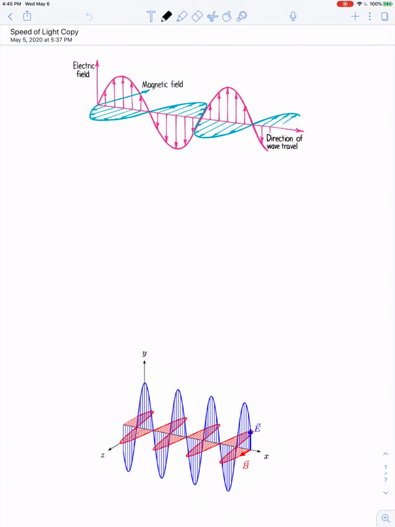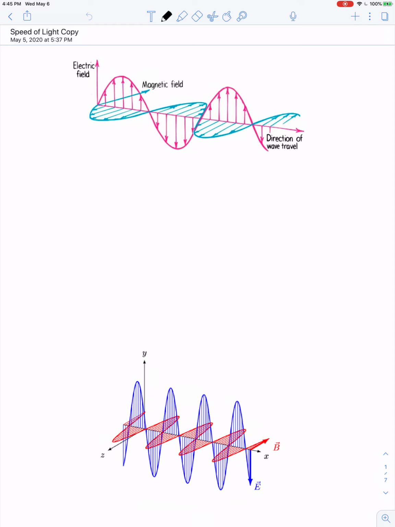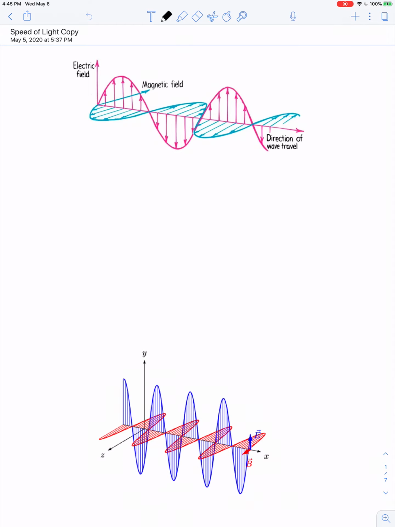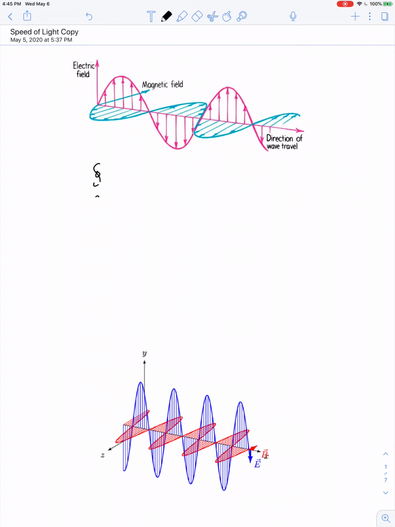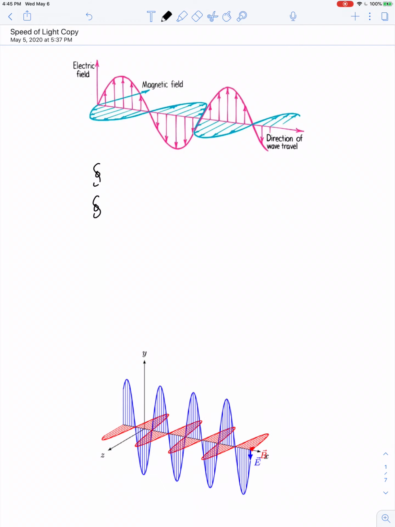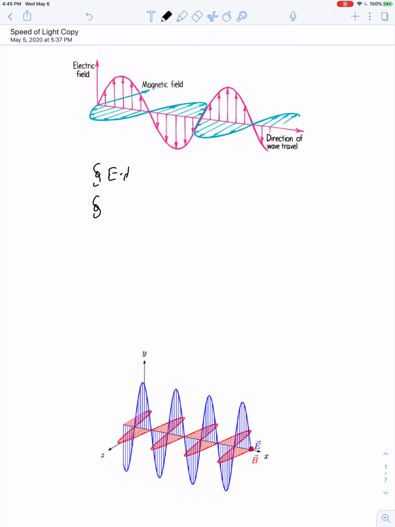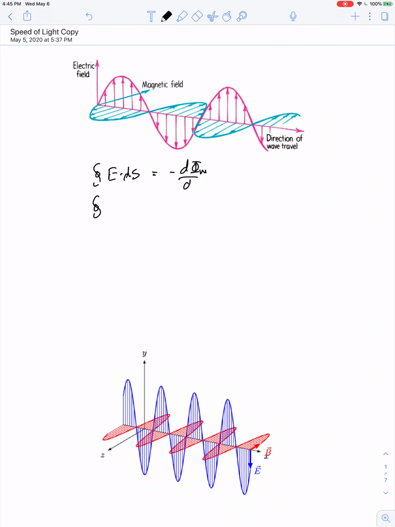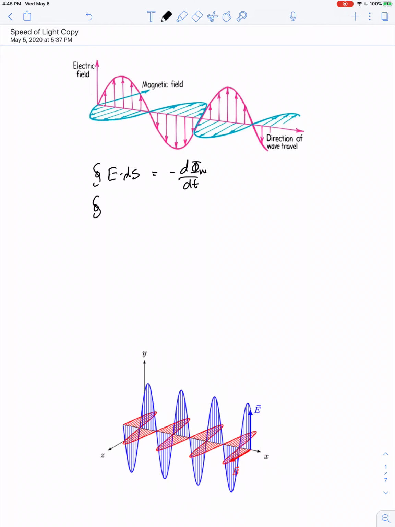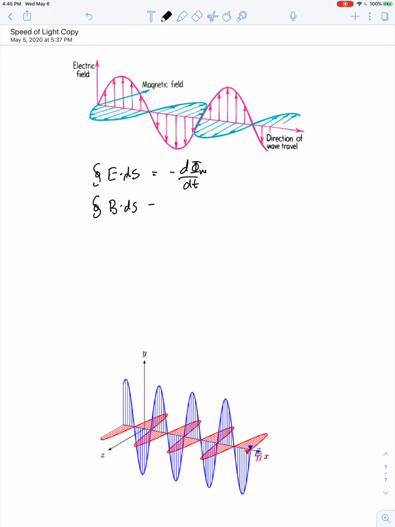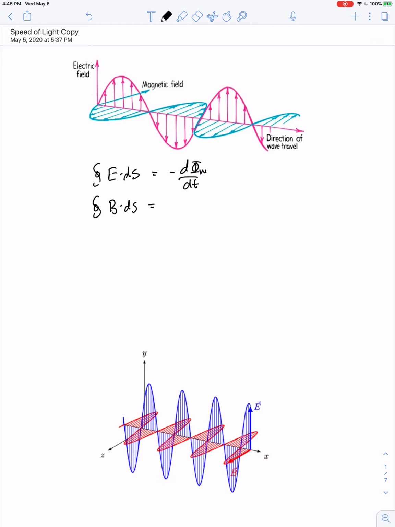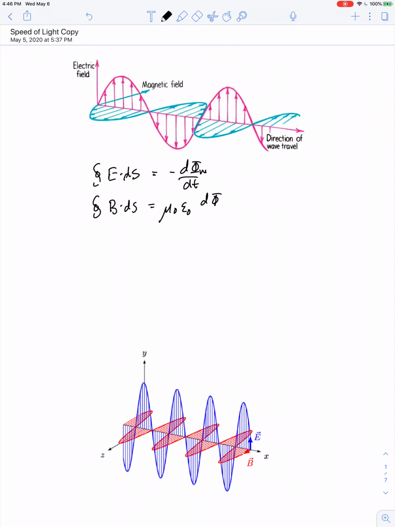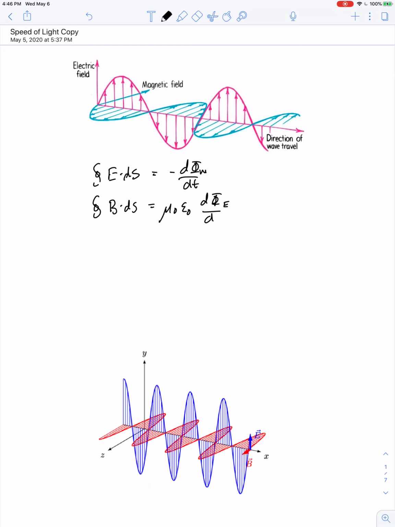As you know, light waves are basically a combination of electric and magnetic fields oscillating in time that reinforce one another, according to these descriptions set out by Faraday's law and Ampere's law. The integral of E dot ds is equal to negative the rate of change of magnetic flux, and the integral of B dot ds is equal to, in the absence of conduction current, mu naught times epsilon naught times the rate of change of electric flux.